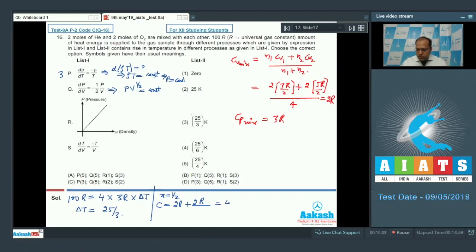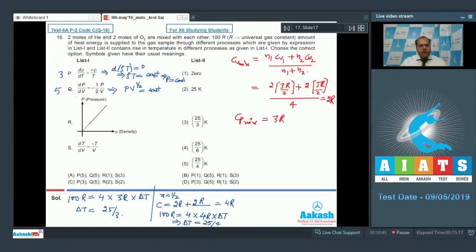So the summation is 4R. In this case, if I write the delta Q equation, that is 100R is equal to 4 into 4R into delta T. So from here, the value of delta T comes out to be 25/4 Kelvin. So the correct matching for Q is 5.